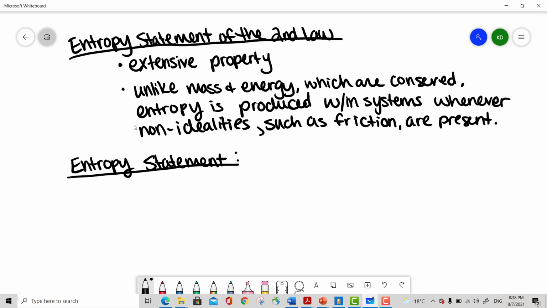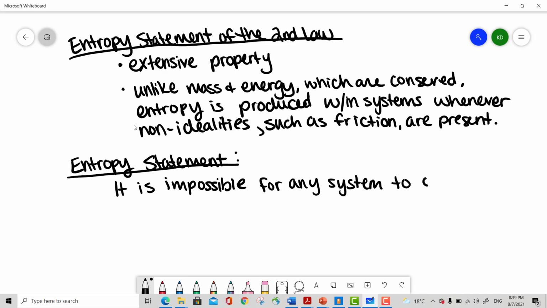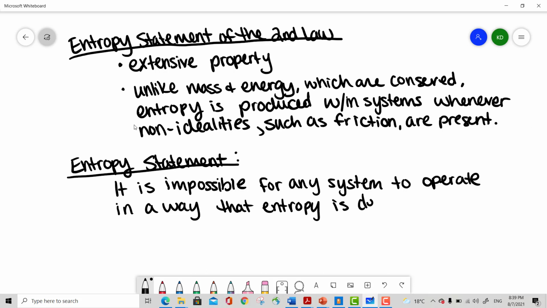Okay, and we're going to cover this more in chapter 6. We're just introducing it here. So the entropy statement is, it is impossible for any system to operate in a way that entropy is destroyed.